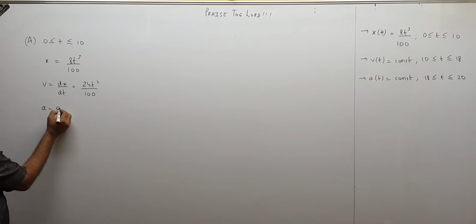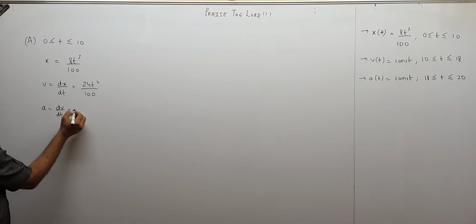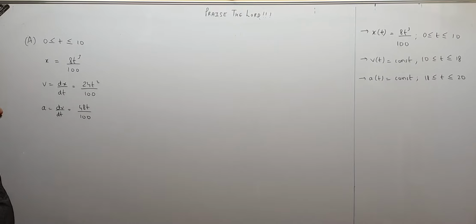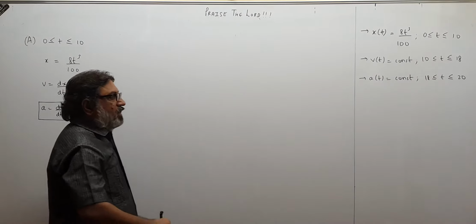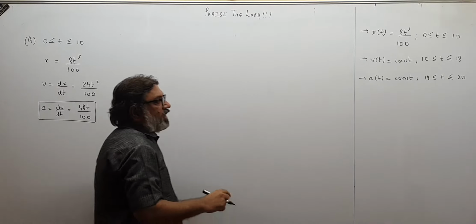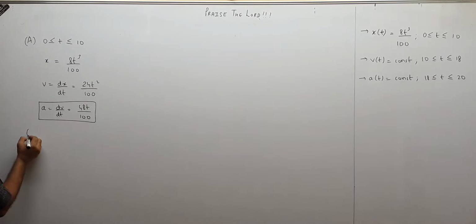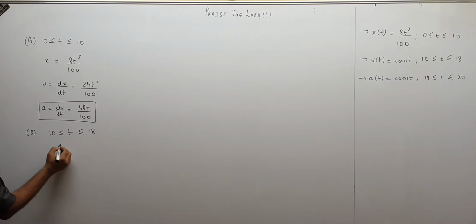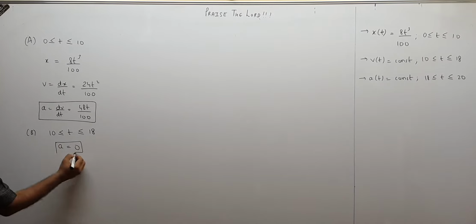And what is acceleration? We know that it is dv upon dt. So this will become 48t upon 100. So for time 0 to 10, the formula for acceleration is this. Okay, then when velocity becomes constant, acceleration will be 0. So naturally, from 10 to 18, my acceleration will be 0. I come to know that. And then from 18 to 20, my acceleration will be constant.